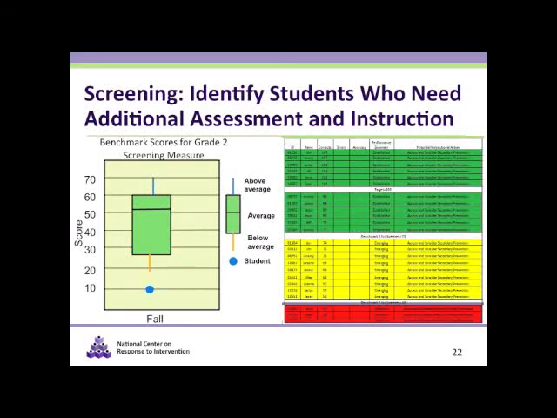The image at the left, if you're looking at the screen, shows a box plot that compares an individual student to his or her peer group. The class or grade is represented in that box plot, and this level of analysis would be appropriate for identifying students in need of supplemental support. And in this example, you can see that the student is performing well below his or her peer group. The image on the right provides an example of data output using criterion scores, or criterion reference data, to identify students. In this example, based on their scores, students are categorized as established, emerging, or deficient.